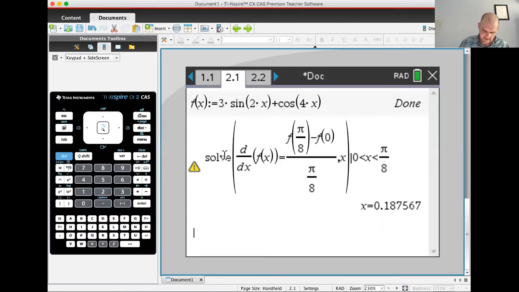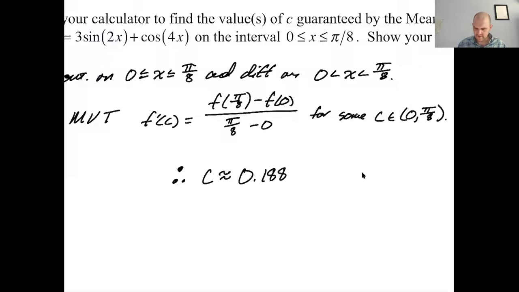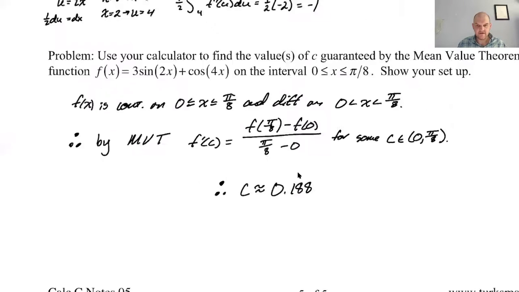So I'm back on the notes, but therefore c is approximately 0.188. Let me show you what that looked like, and then I'm going to call it quits on this, and let my computer take a break here because it is really loud. All right, so that's my answer.